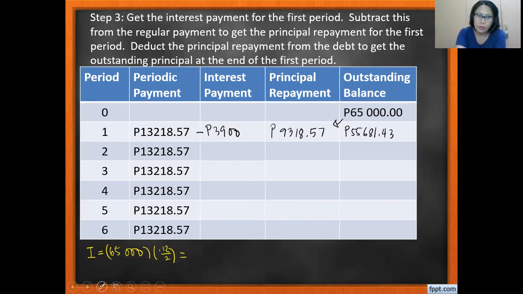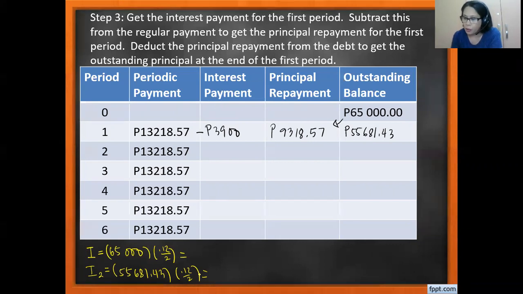Calculating the interest payment again for the second payment or second period, the outstanding balance should be 55,681.43 times 0.12 over 2. So in your calculator, you have the entry for 55,681.43. You just press times 0.06, 0.06 is 0.12 over 2, equals. So you have the second interest payment, 3,340.